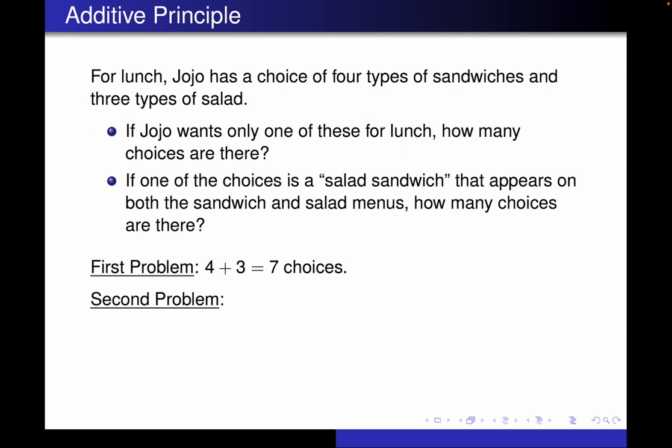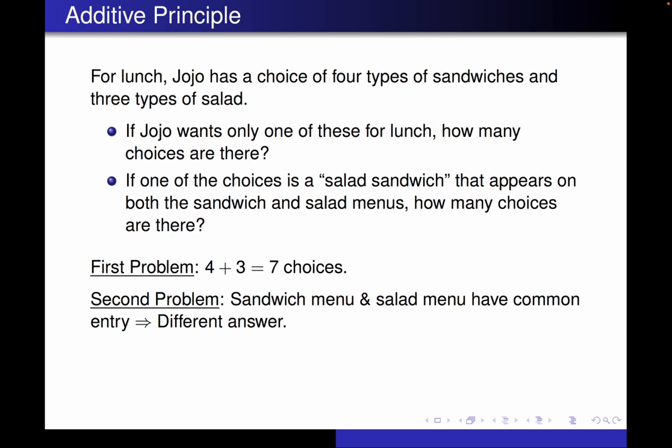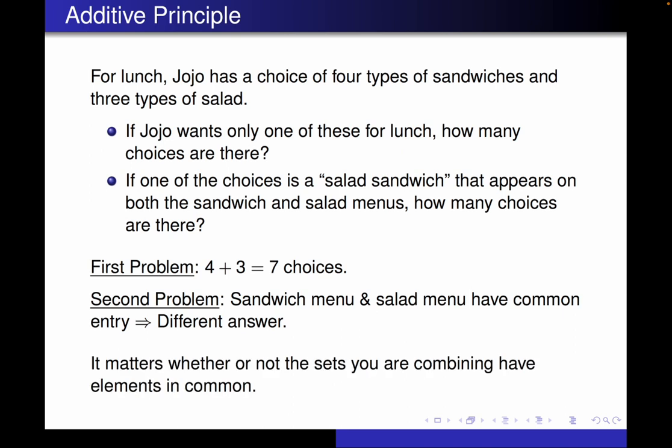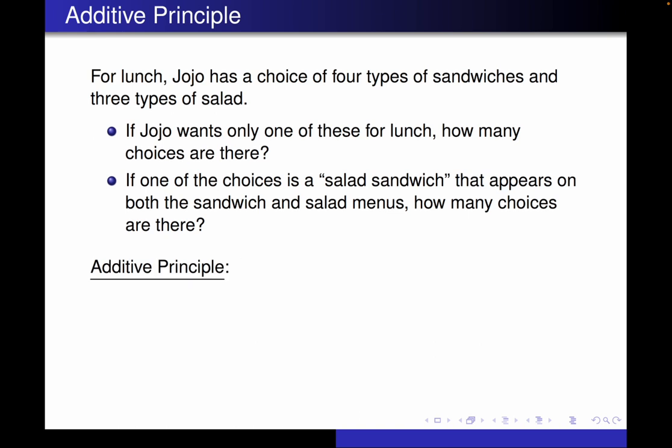But the second problem is a little bit different. The sandwich menu and the salad menu have a common entry, which means that we're going to somehow get a different answer. And you can probably figure out what the answer is, but we're not going to look at this issue in this video. It's actually going to be in the next video on the principle of inclusion and exclusion. But the basic idea is, in order to do these sort of counting problems, it really matters whether or not the sets you are combining have some elements in common.